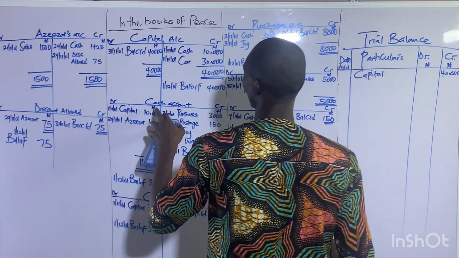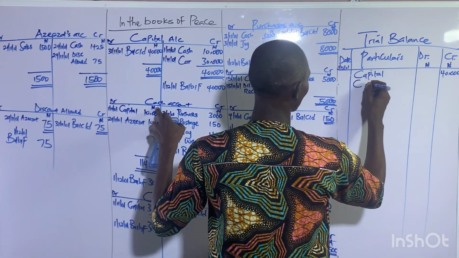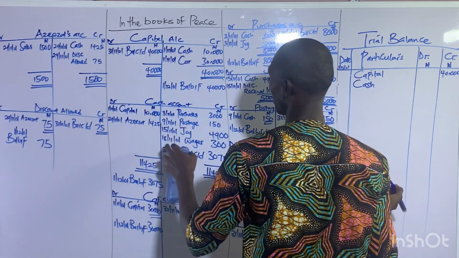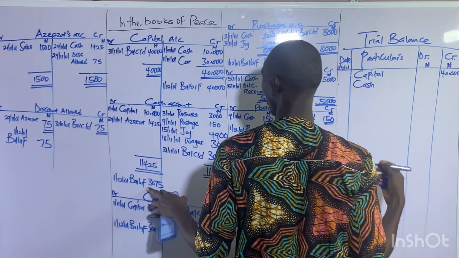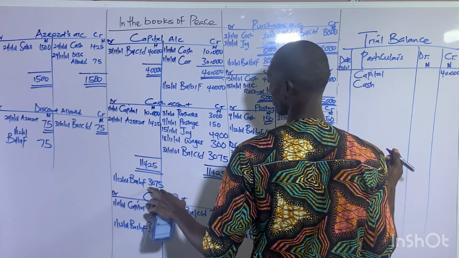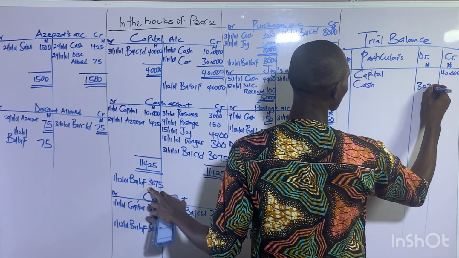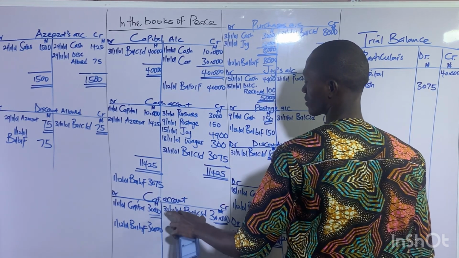Then cash. Cash is an asset account, current assets basically, and all assets will always have a debit balance. The balance is 3075.